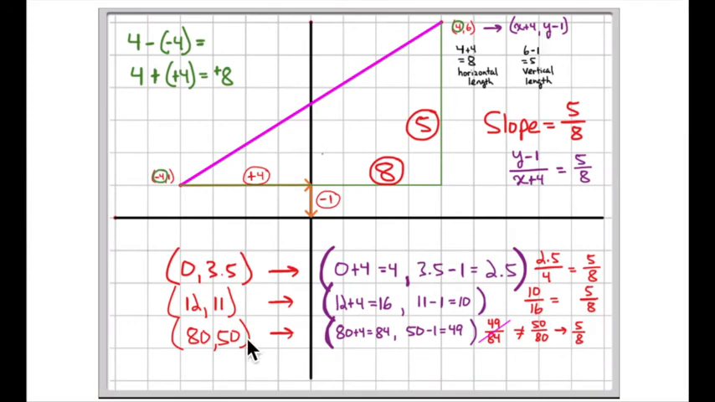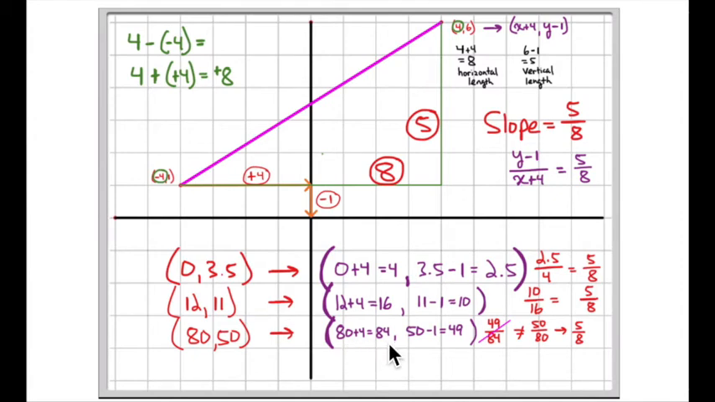The next one is 80/50. So 50 is the y value, so that's 50 minus 1 is 49. So that's 50 minus 1 equals 49. And the 80 is the x value, so 80 plus 4 is 84. So 80 plus 4 is 84.